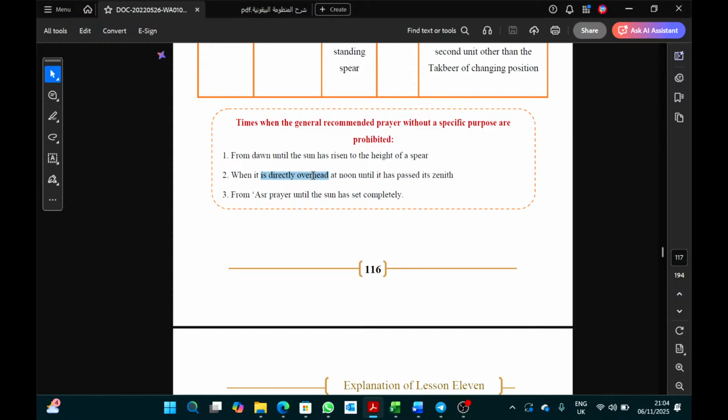The second is when the sun is directly upon the zenith. Zenith is when it's like right above your head. Yeah? And then the third is from Asr till Maghrib, you're not allowed to pray. If, however, the salah has a reason behind it, for example, you enter the masjid, janazah, qada, like there's a reason, it's not just general nafil, then it's permissible to pray.